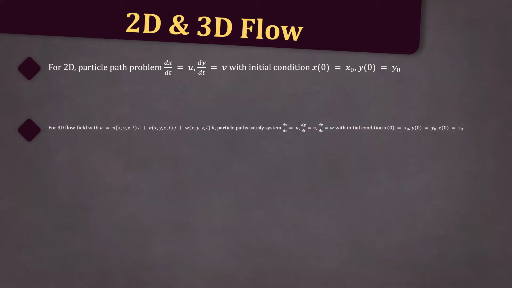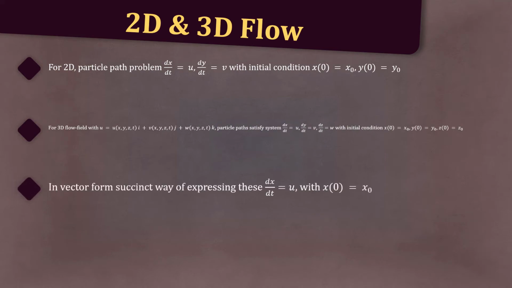For a three-dimensional flow field with velocity u equals u of x, y, z, t i plus v of x, y, z, t j plus w of x, y, z, t k, the particle path satisfies the system dx over dt is equal to u, dy over dt is equal to v, dz over dt is equal to w, with some initial conditions x of 0 equals x naught, y of 0 is equal to y naught, and z of 0 is equal to z naught.